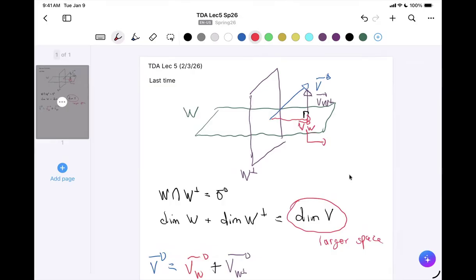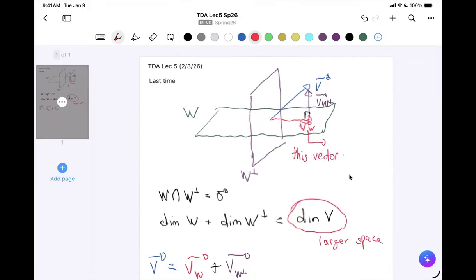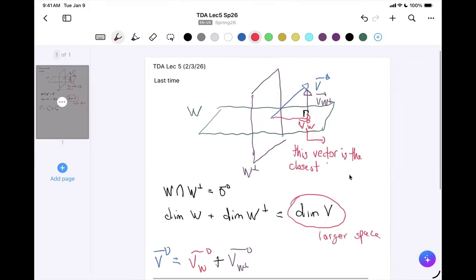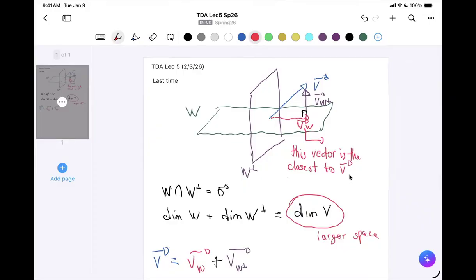I'll write it down so that you can work it out if you haven't seen that before, because it's a fun exercise, and also because it's an idea that will be useful later when we talk about things similar to least squares problems. So the idea is that of all the vectors in W, this is the closest vector in W to v. This vector is the closest to v inside W.